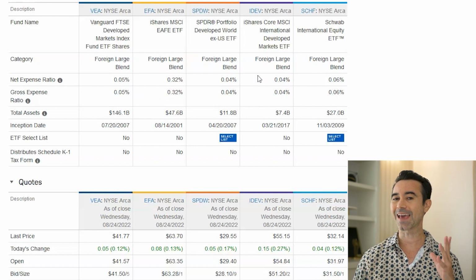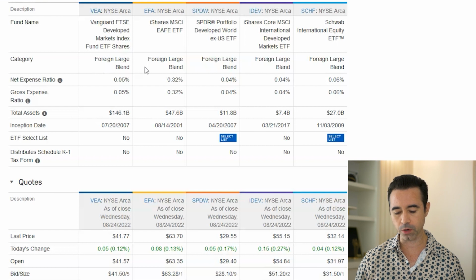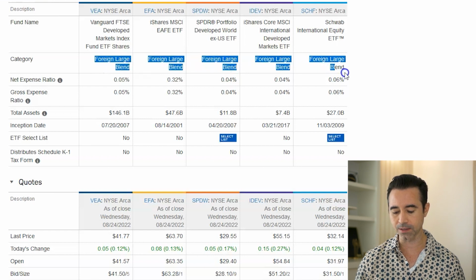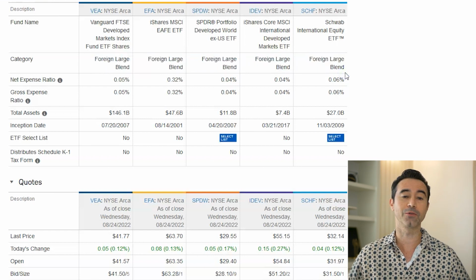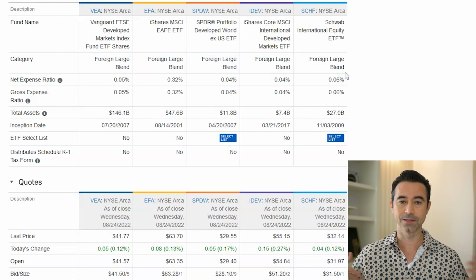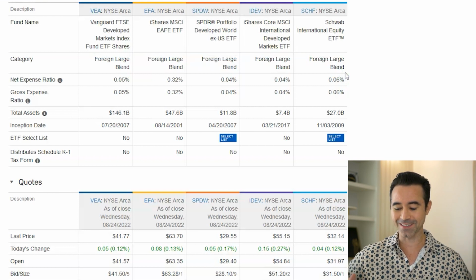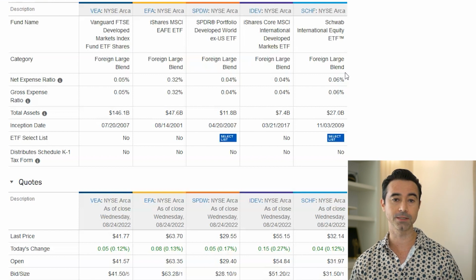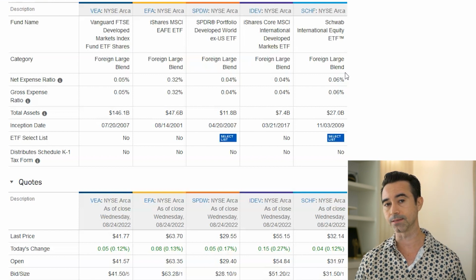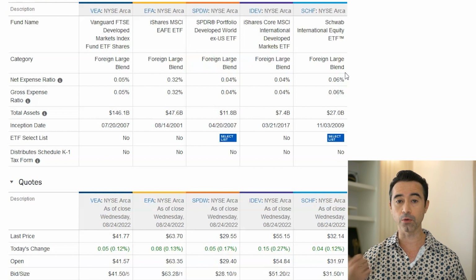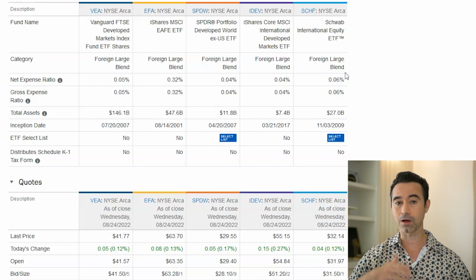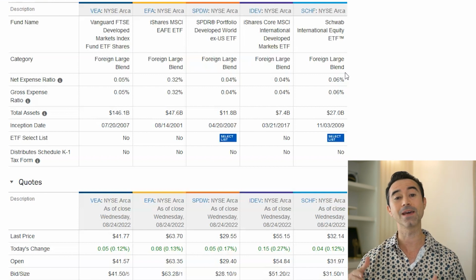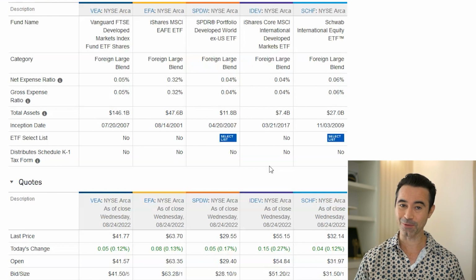Here you're going to see the category of these ETFs. They're all foreign large blend. So what does that mean? Of course we know foreign is outside the US because we're talking in the context of the US here. Large means large cap companies, so larger companies, not smaller ones. And then you have blend. Blend is going to be growth companies and value companies all mixed in together. It's not going to pick one or the other. Okay, so let's go on.